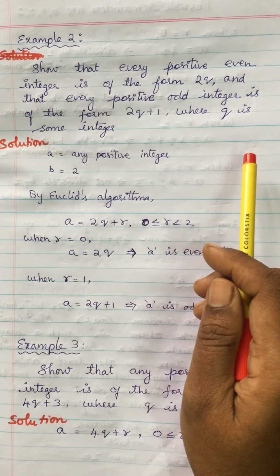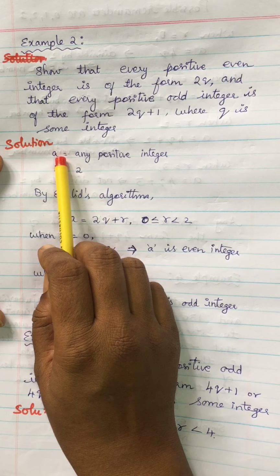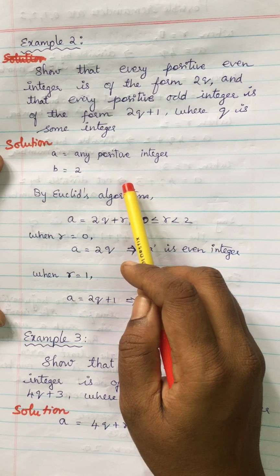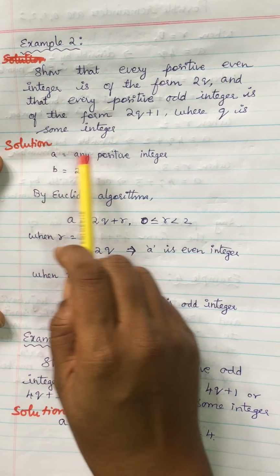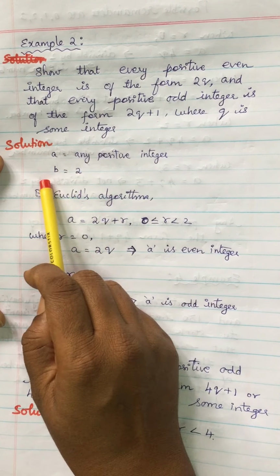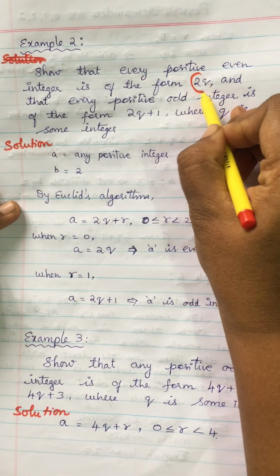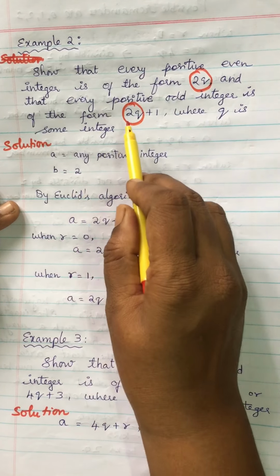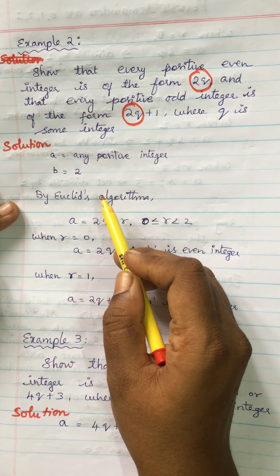So first, you should try to write the given problem in the form a equals bq plus r. So here what is your a? A is any positive integer. And what is your b? Since you are asked to write in the form of 2q and 2q plus 1, here your b should be 2. So you have to infer your a and b from the given problem.